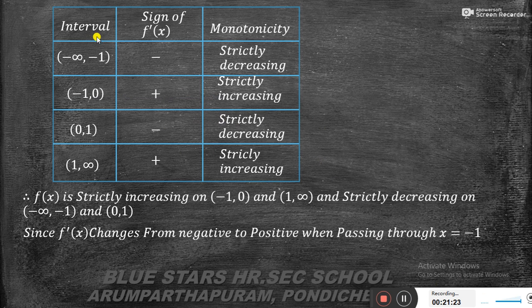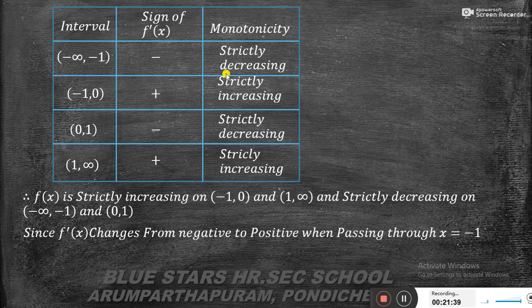So the next step: now I take the table with the intervals, the sign of f dash of x, and the monotonicity, because in this problem they ask about the local extremum. Local extremum means it is increasing and decreasing.